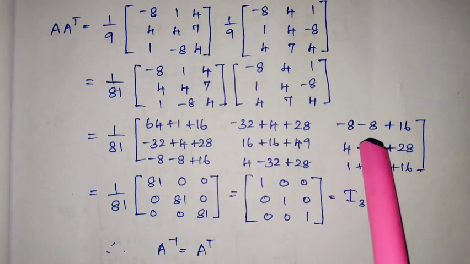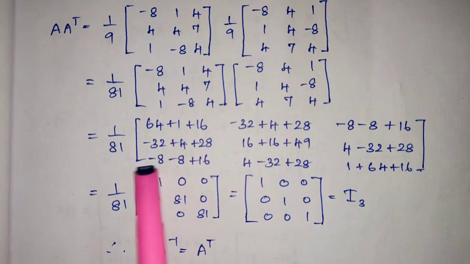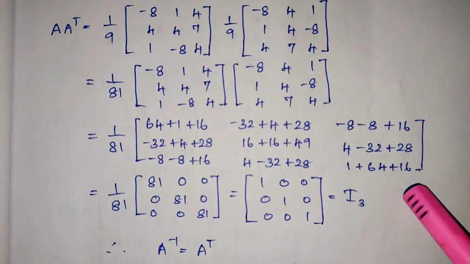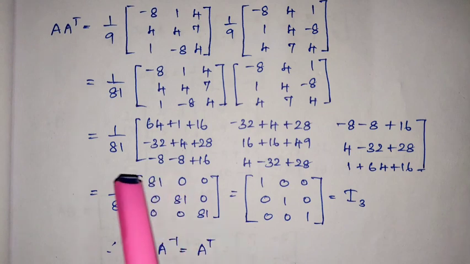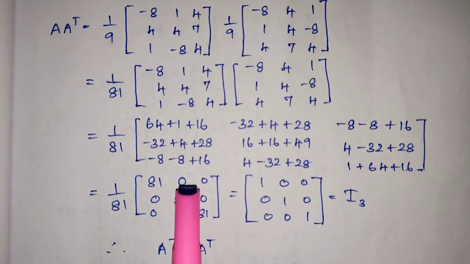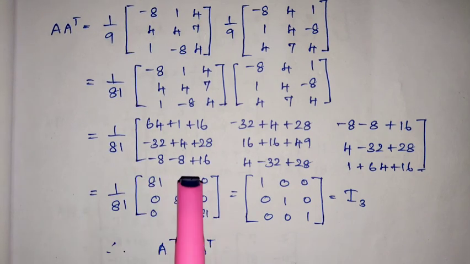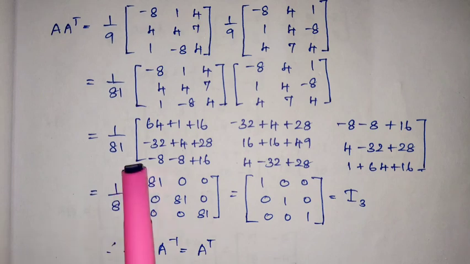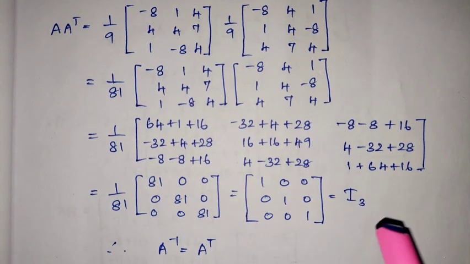This is 0. This is again 0, 0, 81, 0, 0, 0 and 81. So here we have an 81. So I can take 81 from this matrix, from all the elements. Here there is no 81, which means nothing but 0 into 81 is 81, so I can take it. Taking 81 from all the elements, 81 and 81 cancel. So I got a unit matrix. So we proved this. From this we say that A inverse is equal to A transpose.